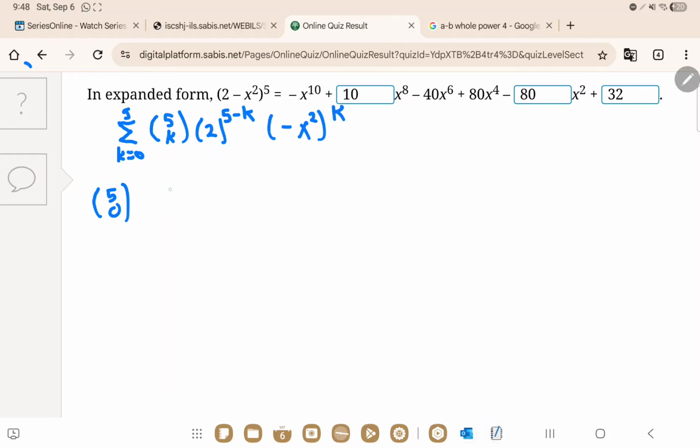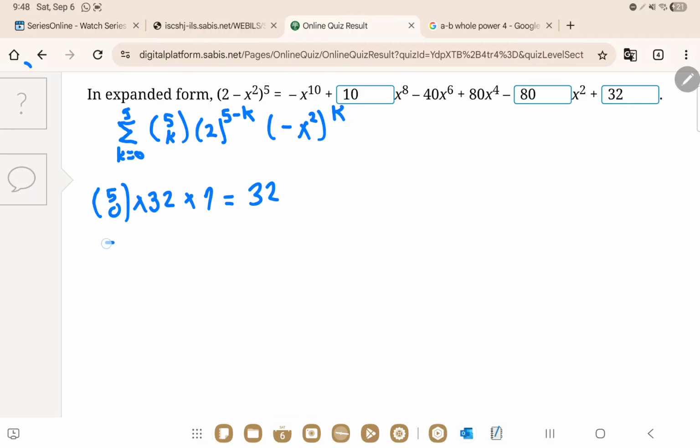5C0 is 2 to the power of 5 minus k, which would be 2 to the power of 5, which is 32, times negative x squared to the power of 0, which is just 1. And 5C0 is 1. So our answer is 32.